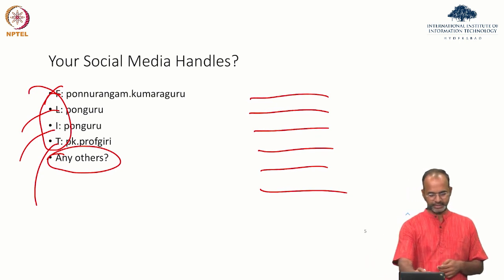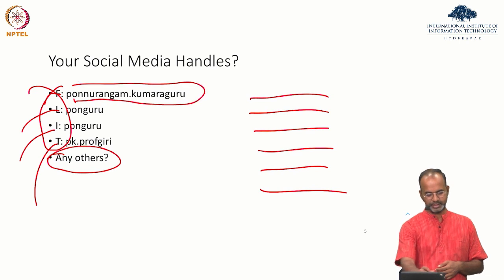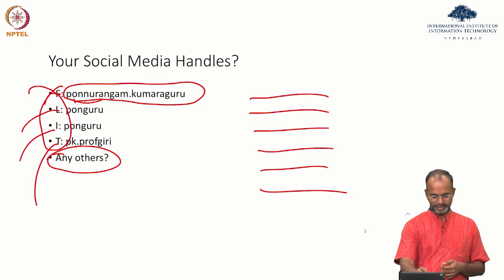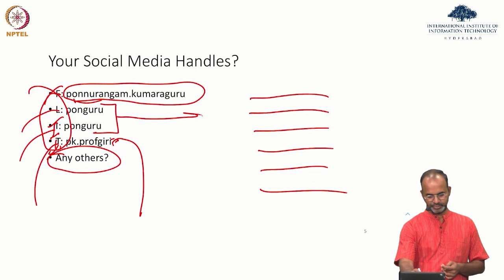In this case, to start with, my Facebook handle is ponnurangam.kumaraguru. My Twitter handle, my Insta handle, actually this is my Insta and this is my Twitter. My Insta handle is pk.profgiri. My LinkedIn and Twitter handle is ponguru.